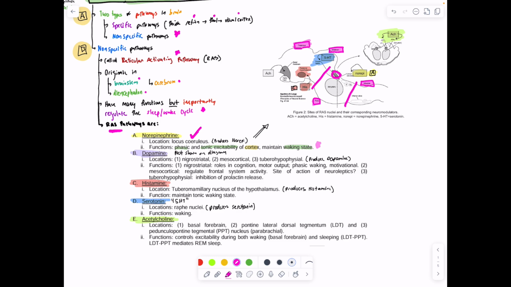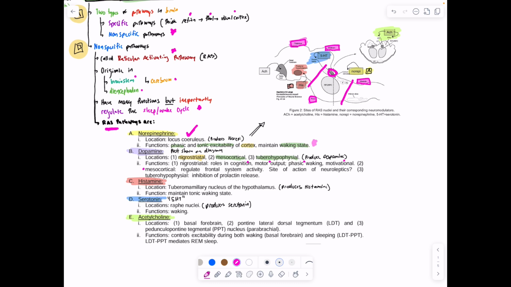Then we have the production of dopamine via the basal ganglia nucleus, which is the nigrostriatal. Then we have the mesocortical and then the tuberohypophyseal. They all produce dopamine. Nigrostriatal has roles in cognition, motor output, phasic, waking, motivational. Mesocortical is going to regulate frontal system activity. And then tuberohypophyseal inhibits the release of prolactin. So these ones actually we don't need to know too much about for this particular lecture, but it's good to know.